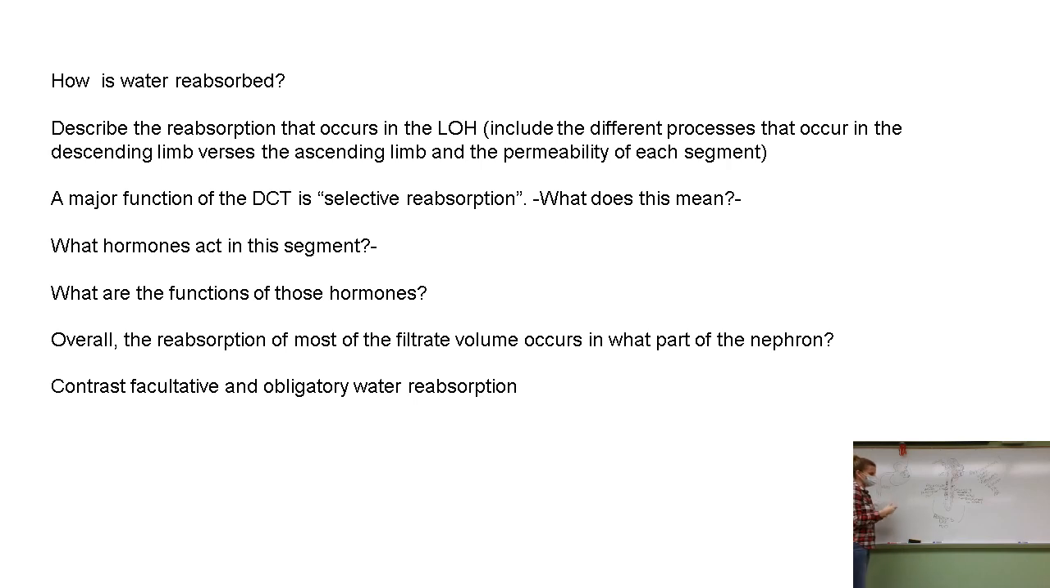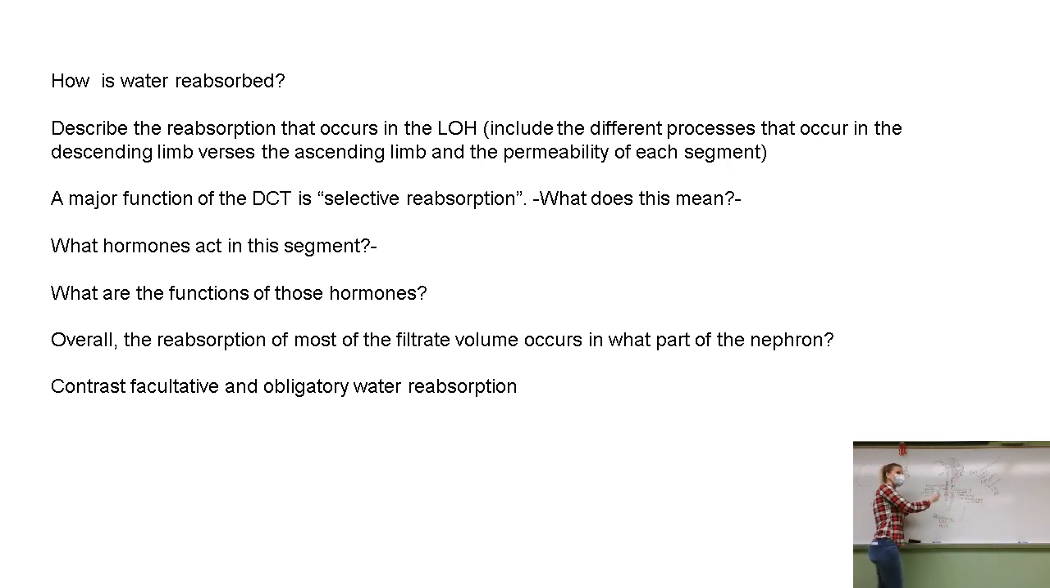Why would that be important? Why is it so important that we're actively pumping out all of this sodium in the ascending limb? So that we can reabsorb the water in the descending limb, right? The more sodium that we reabsorb in the ascending limb, the more water we can reabsorb in the descending limb, because all of these solutes concentrate this fluid outside the tubule, and that pulls the water out.